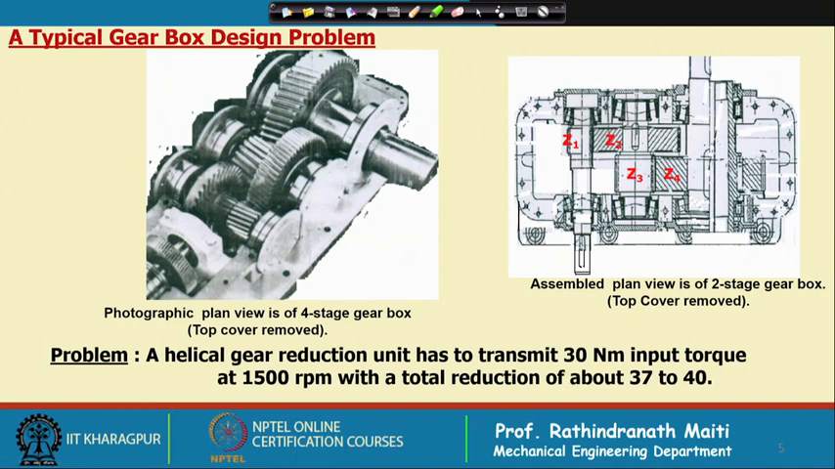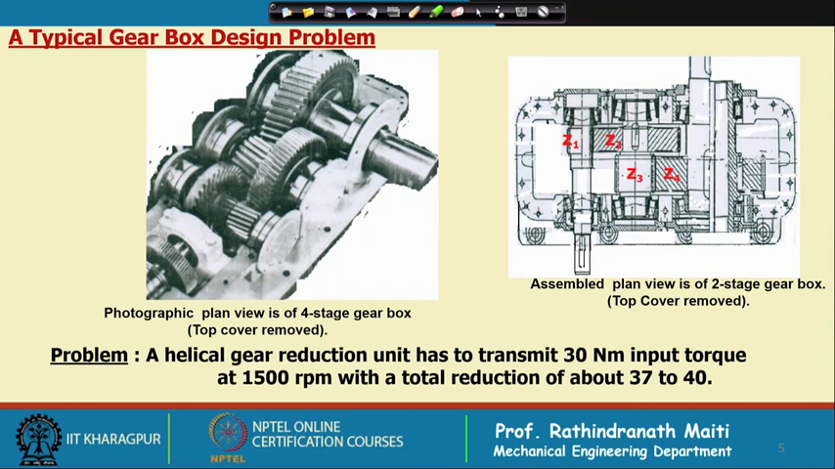Now, the problem which we are going to solve: a helical gear reduction unit has to transmit 30 Newton meter input torque at 1500 rpm with a total reduction of about 37 to 40.